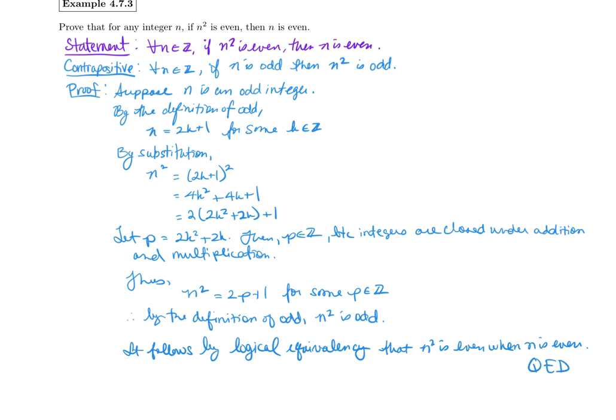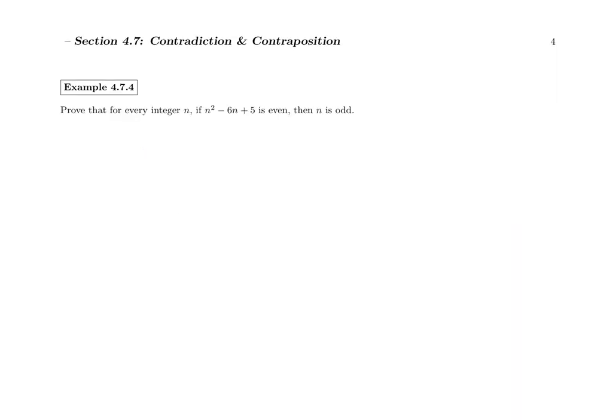On the last page, we have one more proof by contraposition. So what I'd like to do is pause here, see if you can figure out how to prove example 4.7.4 with contraposition all on your own. Now that you've had a chance to try it, let's do it together. We want to prove that for every integer n, if n squared minus 6n plus 5 is even, then n is odd.